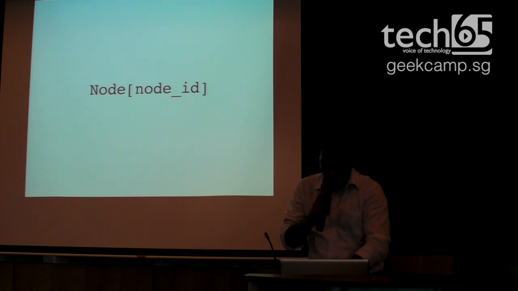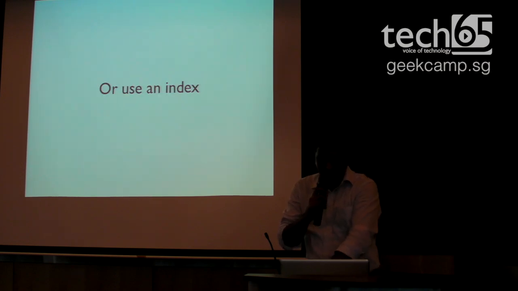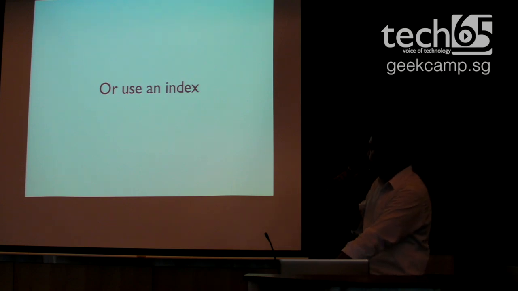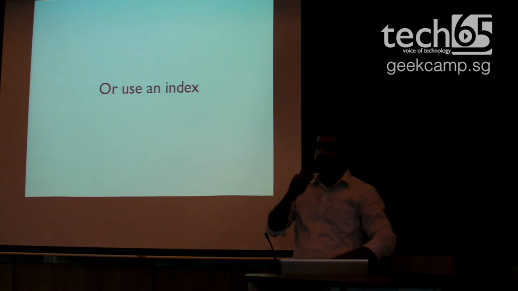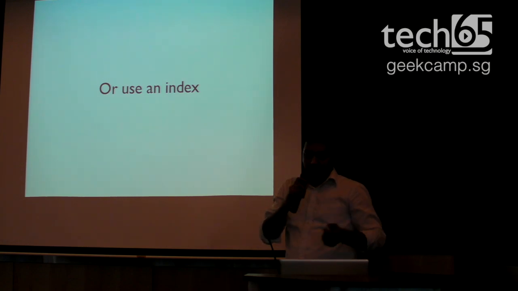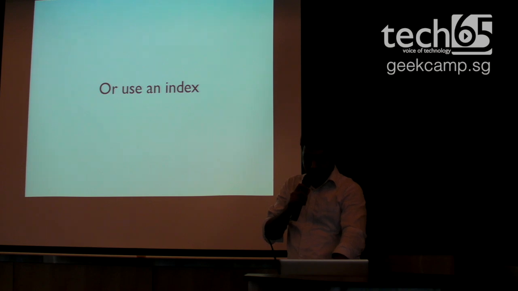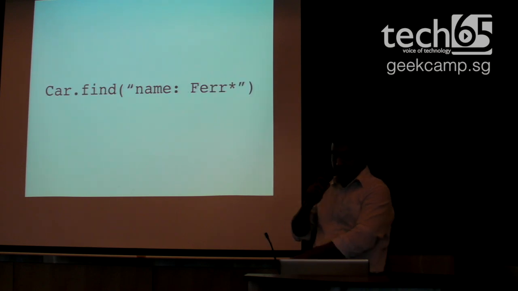This is similar to what you do with something like MongoDB, where you refer to a document by its ID. You could also use an index. Most graph databases have some sort of integration with search technologies. So, for instance, with Neo4j, you can do something like this.